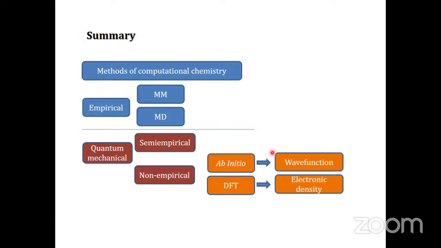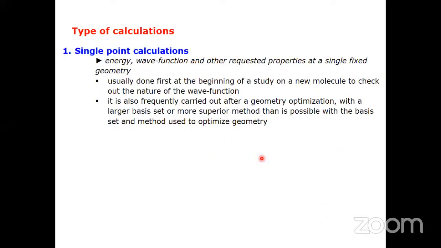Using these non-empirical methods, we can execute different types of calculations, such as single point calculations. It produces energy, wave function, and other requested properties at a single fixed geometry, usually done first at the beginning of the study. I used to perform any computation in this manner, at the beginning of the study on a new molecule, to check out the nature of the wave function. Apart from that, it is also frequently carried out after a geometry optimization with a larger basis set or a more superior method than is possible with the basis set and method used to optimize the geometry. So definitely geometry optimization is very time taking. So I used to execute computation for a big molecular system by employing a small basis set, and after getting that, we see that we get a reasonable molecular 3D geometry, and using that optimized coordinate, we perform higher level calculations.